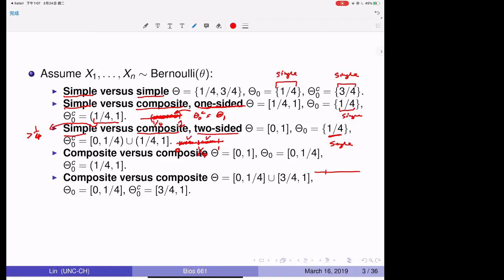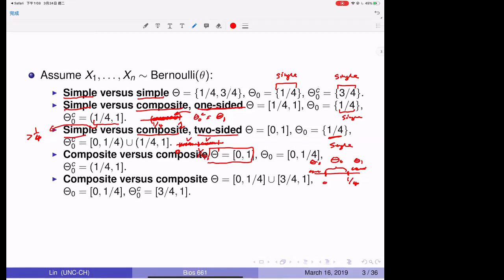You can divide your parameter space: 0 to 1/4 right here, and then this guy right here is your null space, and then this guy right here, left-hand side, I think one-sided, right? One-sided. No? Okay, yeah, two-sided, I think. Then that means right-hand side and the left-hand side all belongs to your alternative. Of course, the original parameter space is from 0 to 1.